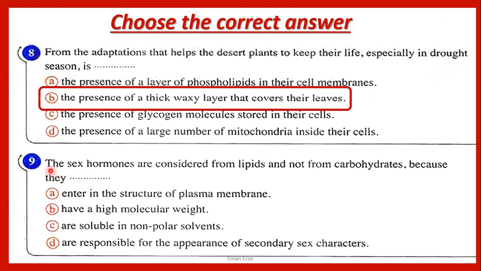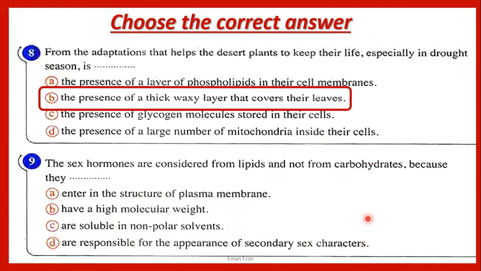Number 9: the sex hormones are considered lipids and not carbohydrates because they. Why do we say that the sex hormones, which are steroids, are lipids and not carbohydrates? Because they enter in the structure of the plasma membrane, have a high molecular weight, are soluble in non-polar solvent, or are responsible for the appearance of the secondary sex characteristics.